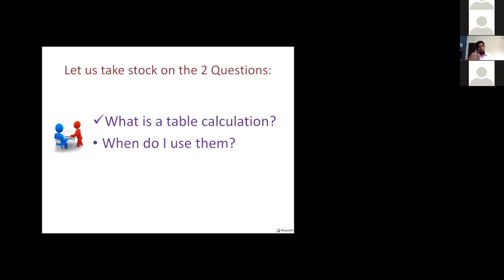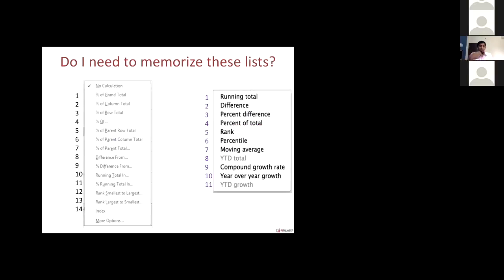What's a table calculation? I think now things would have been much clearer to you what a table calculation is. But when do I use them? Right, we have a definition, great. But do I really need to memorize these long lists? I mean, if I'm faced with a practical problem in the midst of other calculations that are available, what do I use? The answer is you don't need to memorize these lists.